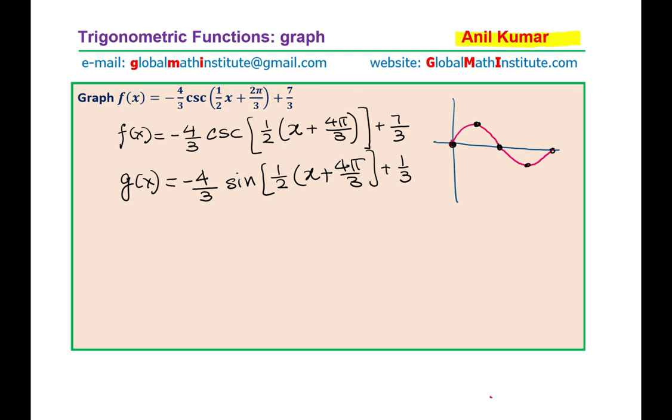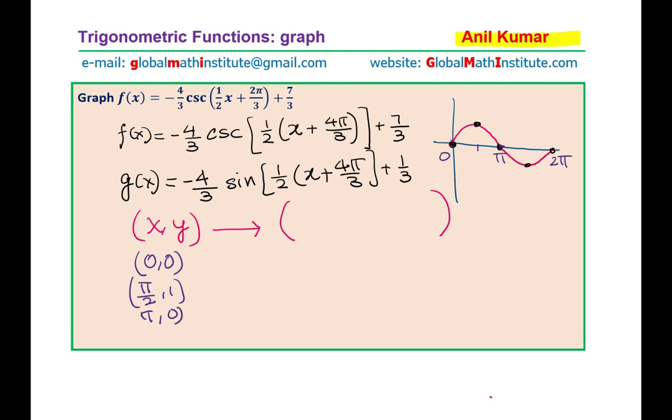So let's call these xy points. Now, after transformation, what happens to these? This is what we're looking for, correct? So the five key points for us are 0, 0, and then pi by 2, 1, and pi, 0, then 3 pi by 2, minus 1, and 2 pi back to 0. Correct. So you got these points.